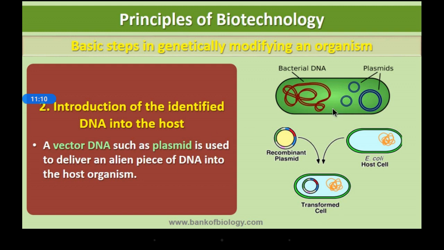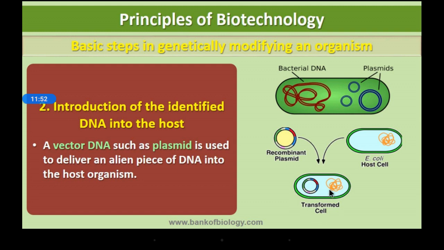Here you can see this is a bacterial DNA and this is a plasmid. We need to introduce it into the host cell. This is the host cell. This is combined here, that is a recombinant plasmid along with the selected DNA. The alien piece of DNA means the one we need to introduce to the host. Along with the vector DNA, it is introduced into the E. coli cells, that is the host. After introduction, you can see the transformed cell which consists of the recombinant plasmid.